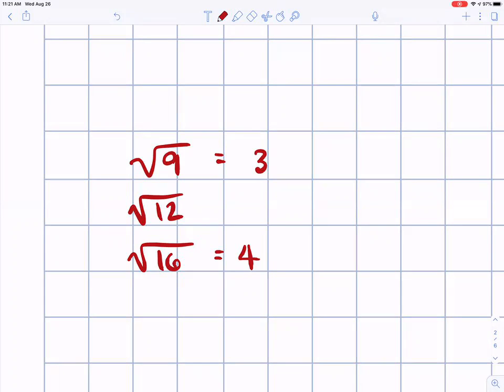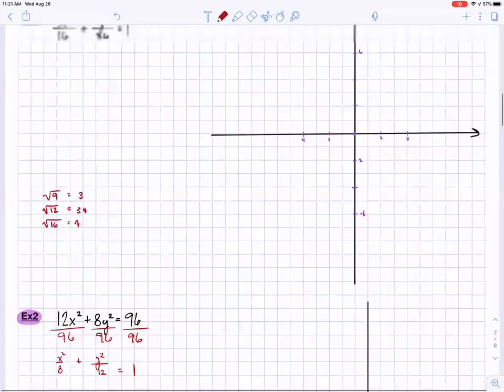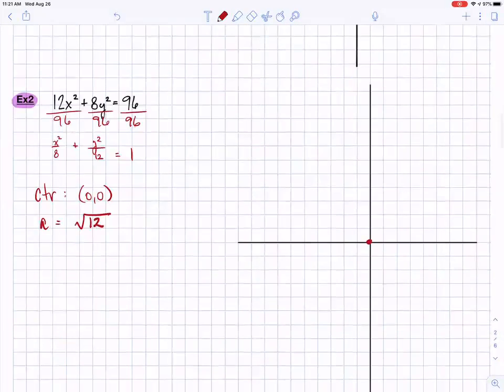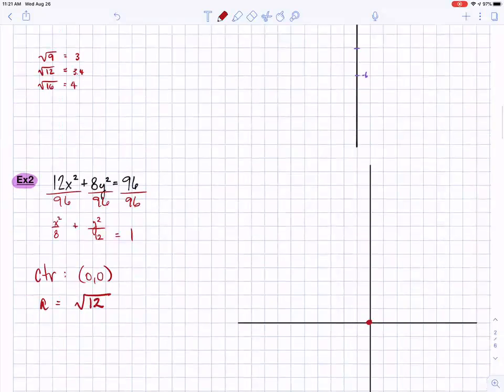Because it's only 3 units away instead of 4 units away. Yeah, so this is probably close to 3.4-ish. Okay, and you could check me if you wanted to on that. All right, but now it's really easy to graph. Okay, so let's come over here. Where's my graph? And this is my A value.